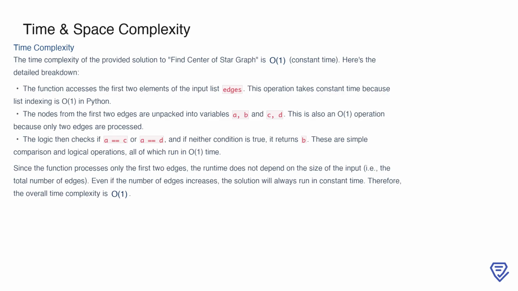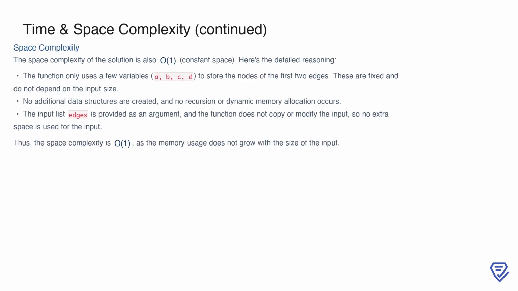The function then performs a few conditional checks to compare the nodes, such as determining if the first node in one edge matches the first or second node in the other. These comparisons and logical operations are simple and also take constant time. Importantly, the solution does not depend on the number of edges in the graph. Whether the graph has 3 edges or a million, the function always processes exactly 2 edges, making the overall time complexity O(1).